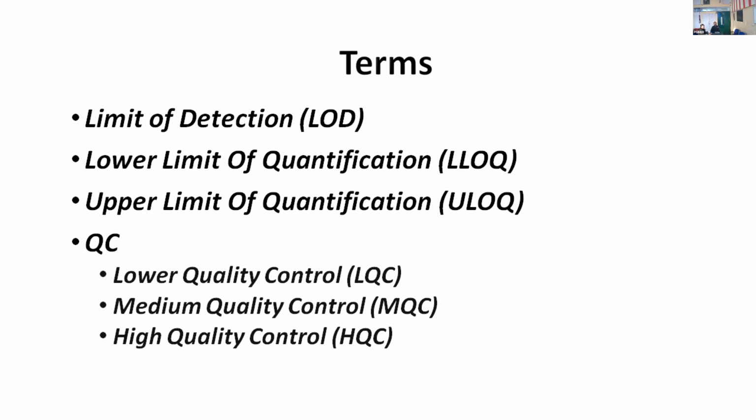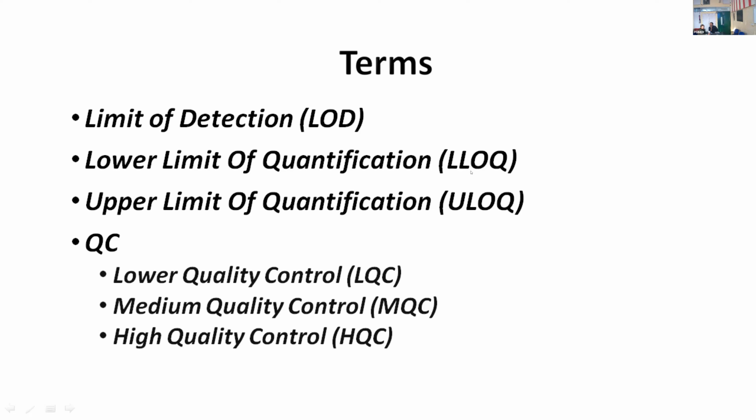But before that, we need to understand some of the terminology used while discussing these parameters. So this is the limit of detection, LOD. What do you understand by this LOD? This is the lowest concentration of a drug which is detected by a system. System means any HPLC or LCMS. So here there's a difference between detection and quantification. Detection means that you just see the peak of a drug. You are not able to quantify that.